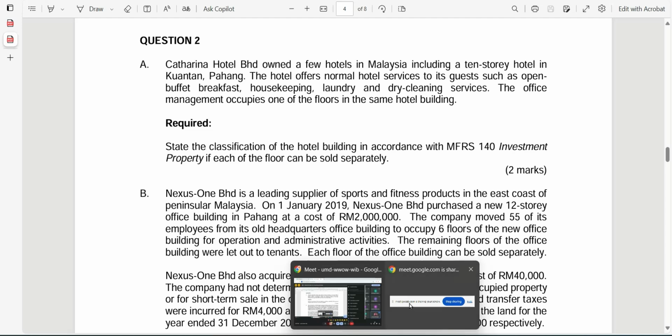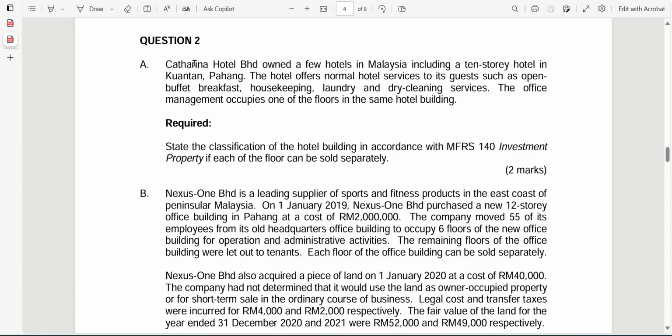Okay, Assalamualaikum, and we are going to do this question to apply the recognition and classification of a building either as an IP or a PPE, right? So you have this question which is from July 2024. Before we start, let us look at part A, even though our focus is part B.